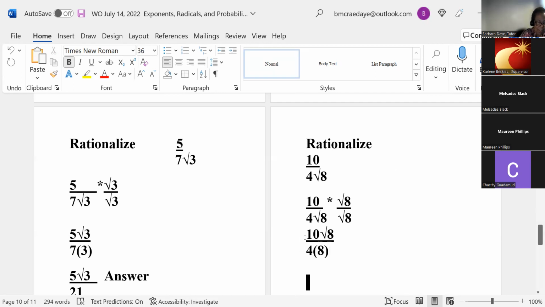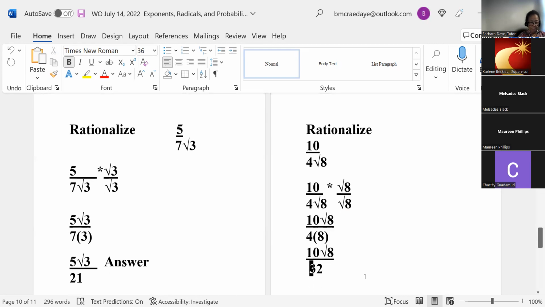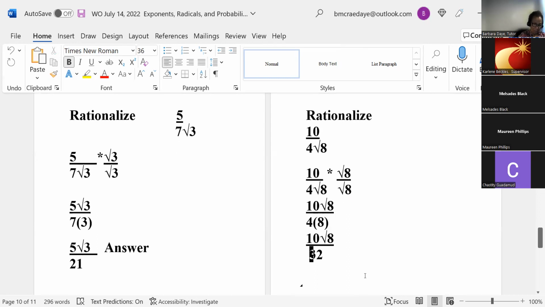So you have 10 times square root of 8 over 32. Is that simplified, Maureen? No. Okay, so what do we do? Divide. Divide what? 8 by 32. That's a square root of 8, Maureen. You can't divide 8 by 32. That's not 8. That's square root of 8.